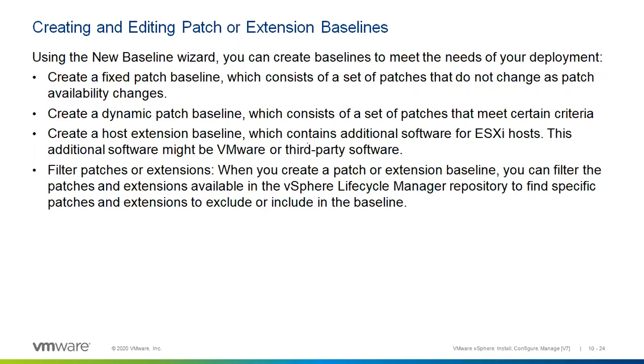Filter patches or extensions. When you are going to create a baseline, let us suppose you have a set of 100 patches, but out of them you want only 10 or 15 that are more relevant to your environment. Once you download the patches into your vCenter inventory itself, you can filter the available patches during the baseline creation. You can customize and select as per your need.